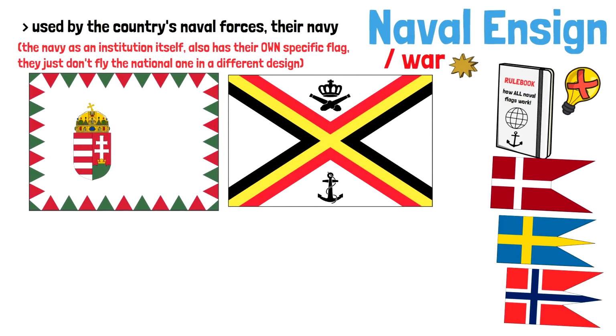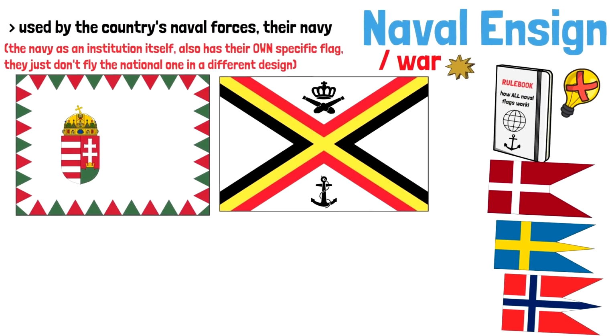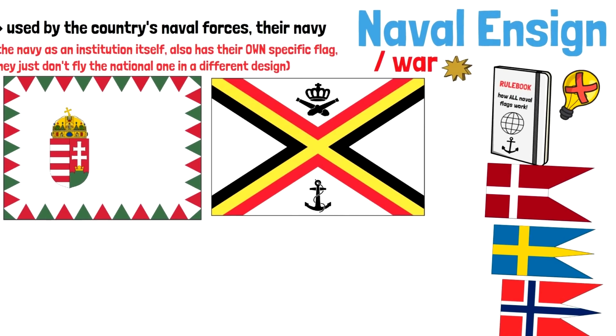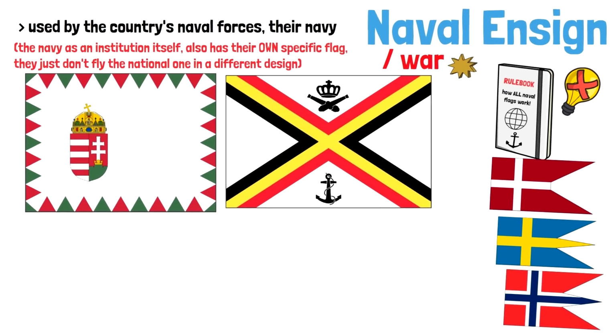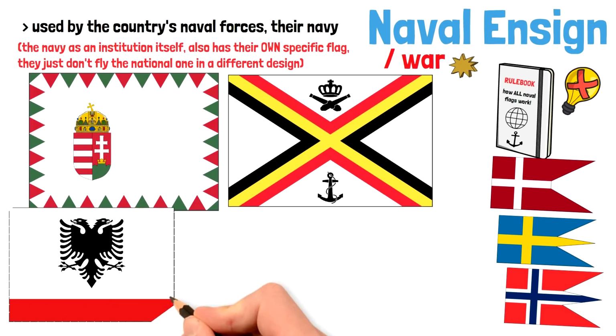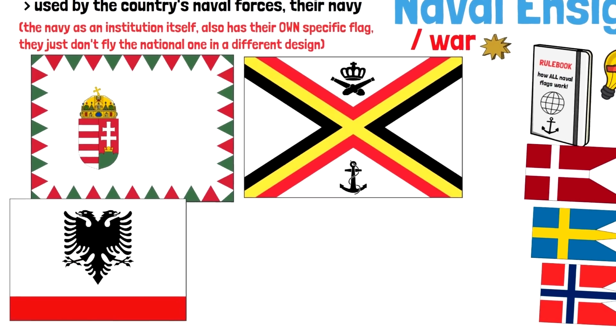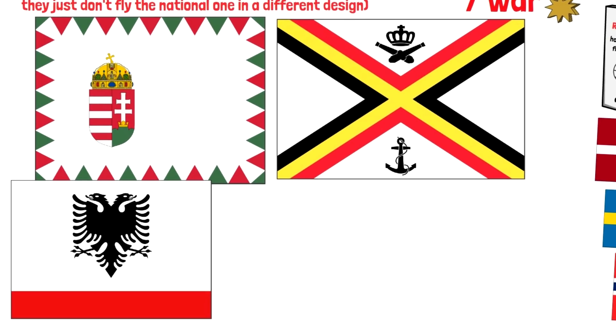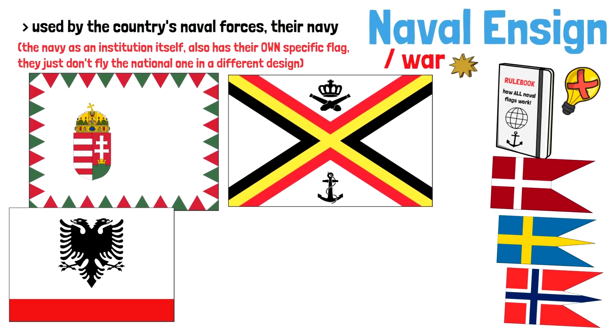Belgium, also on the thumbnail, is really cool. A white field with a burgundy cross in its national colors, then adding a few symbols on the top and bottom. Albania uses the same style as their national flag, but the red becomes a stripe in the bottom only, and the background becomes white.